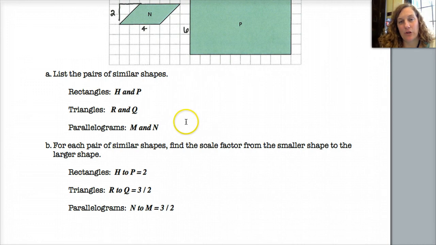That's finding similar shapes by looking at their dimensions, seeing if you can find a scale factor, or seeing if the proportions between the width and the height are the same.